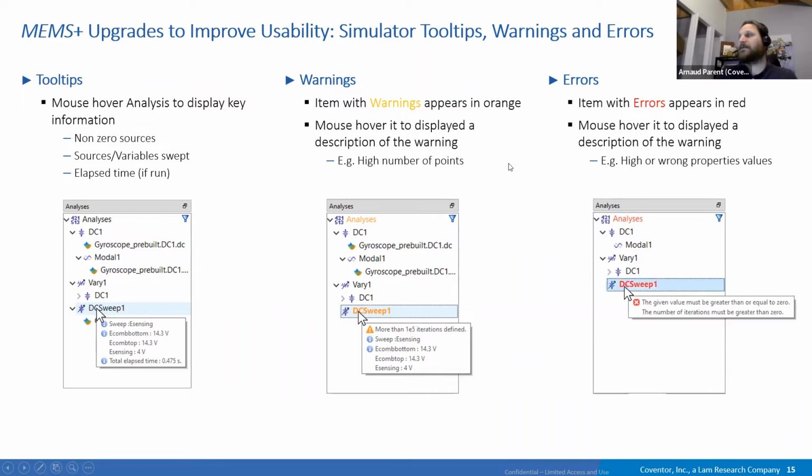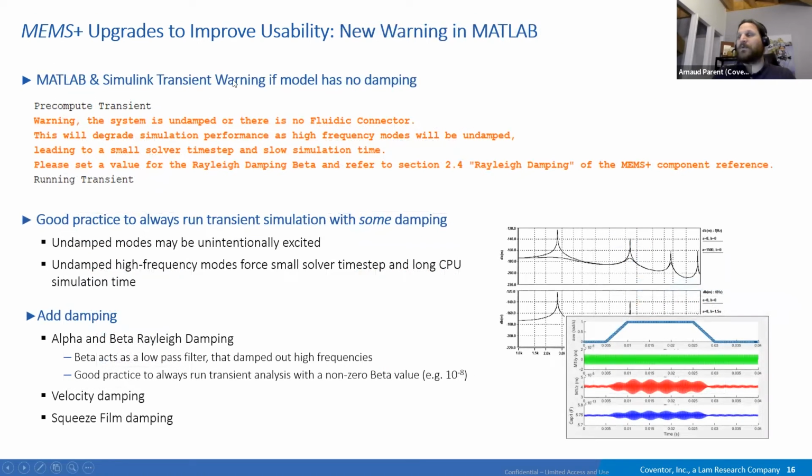Last, there is error, so this time it's something you did that prevents the software from running the analysis. Basically here the error is because you asked for a 0 value of iterations, and you cannot run a DC sweep with 0 iterations. So you have an error that asks you to change the value to run the simulation. Those usability changes are in the new version of MEMS+, MEMS+ 7.0.